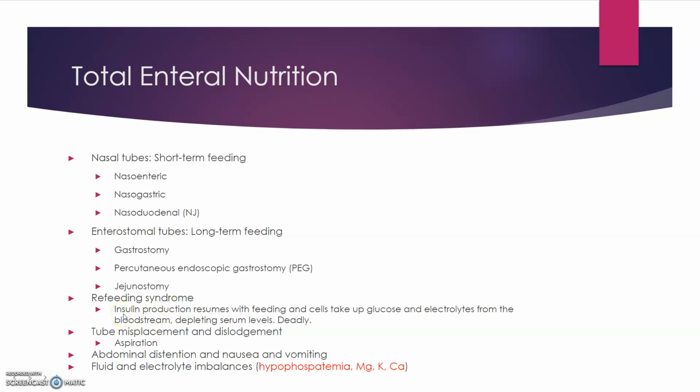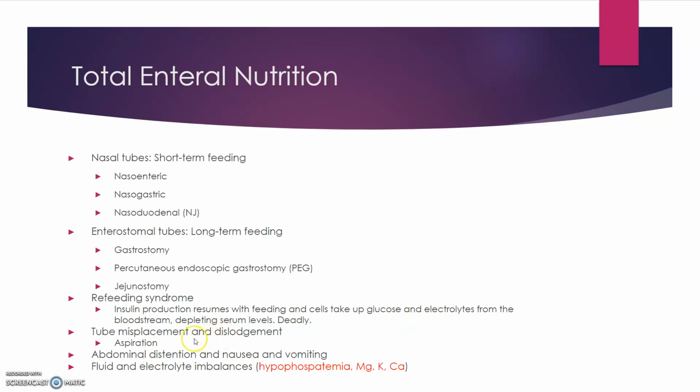What happens is the insulin production resumes, and then it takes up the glucose and electrolytes from the bloodstream, but this depletes serum levels, especially of your potassium, and it can lead into arrhythmias, and it's deadly. So if somebody is severely malnourished, we can't just give them a big bacon cheeseburger and fix them, because that actually might hurt them more than it helps them.